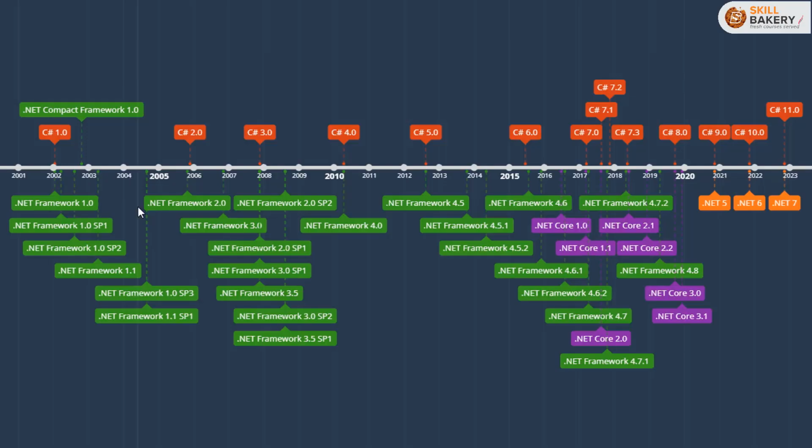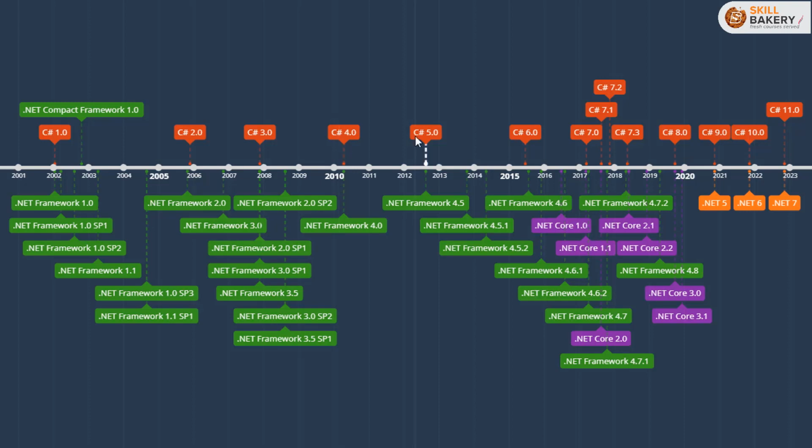Now let's quickly compare when the C# versions were introduced along with the .NET Framework timeline. So here you can see C# 1.0 was introduced in the same year when .NET Framework 1.0 came into existence, that's in 2002. Then C# 2.0 was introduced along with .NET Framework 2.0, and C# 3.0 came into existence with .NET Framework 2.0 Service Pack 1, and that was in the year 2008. C# 4.0 in the year 2010 along with .NET Framework 4.0.